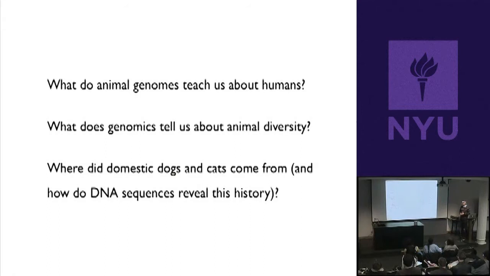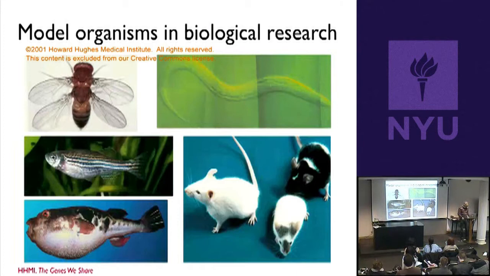And where did domestic dogs and cats come from, as an example of how we can use DNA sequences to reveal the history of life? Dogs and cats are really good examples of a sort of recent historical event that a lot of fields can contribute to in terms of trying to understand their origin, including genetics, but also other fields like archaeology and anthropology.